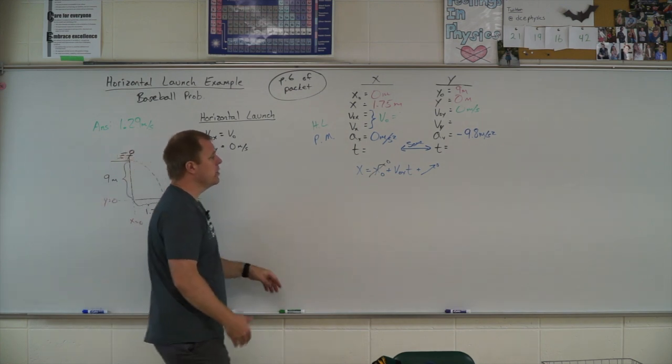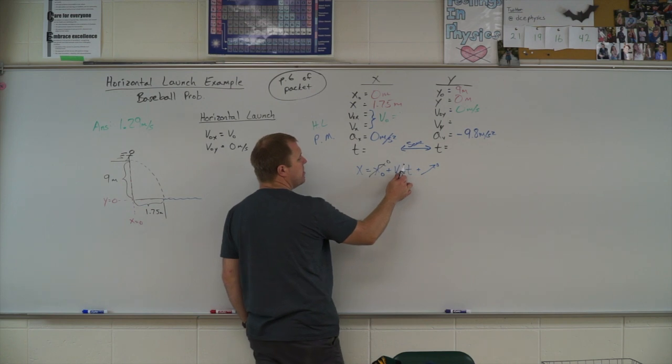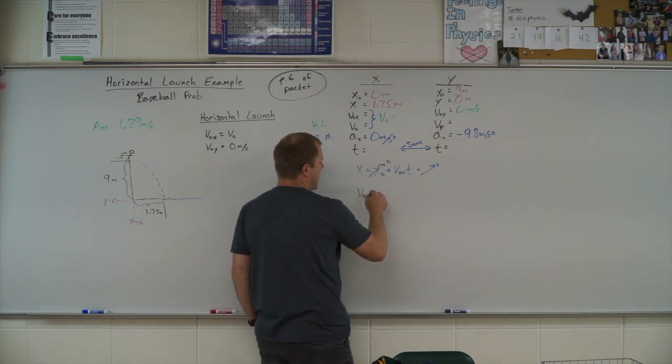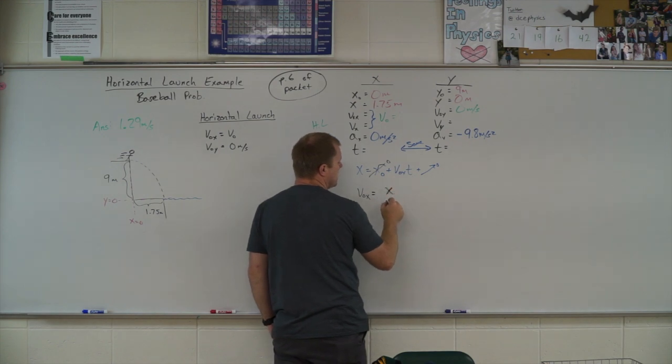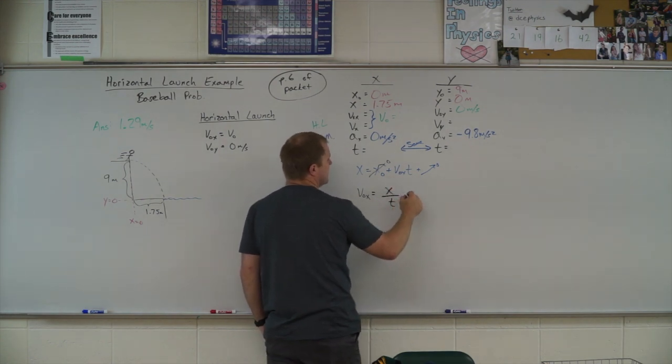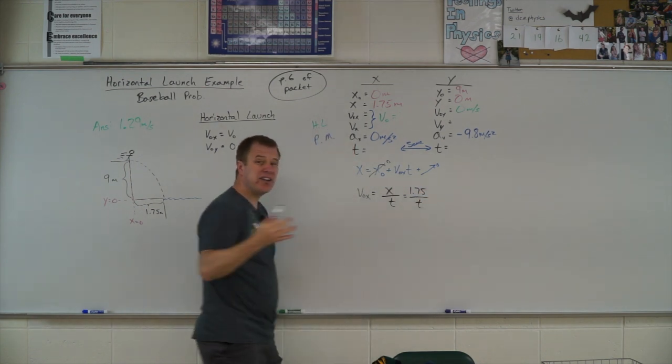Okay, so what you're going to want to do then is say, oh hey, I want to find this V naught. In order to find V naught X, which is the same as V naught here, I need to know the distance divided by the time. And in this case, I have the 1.75 divided by t. So where can you find time though?